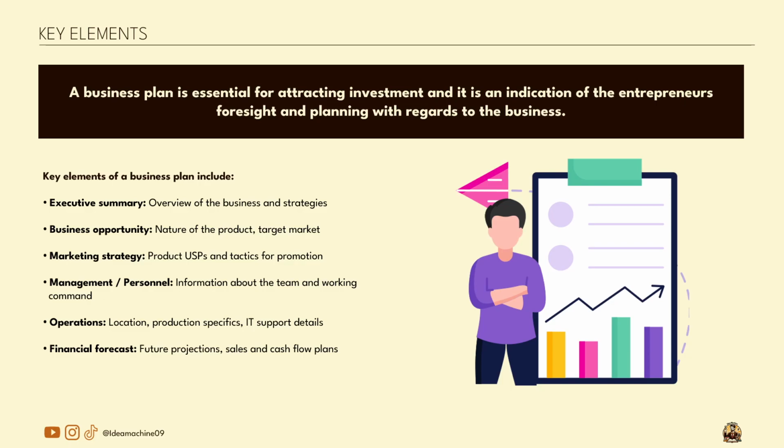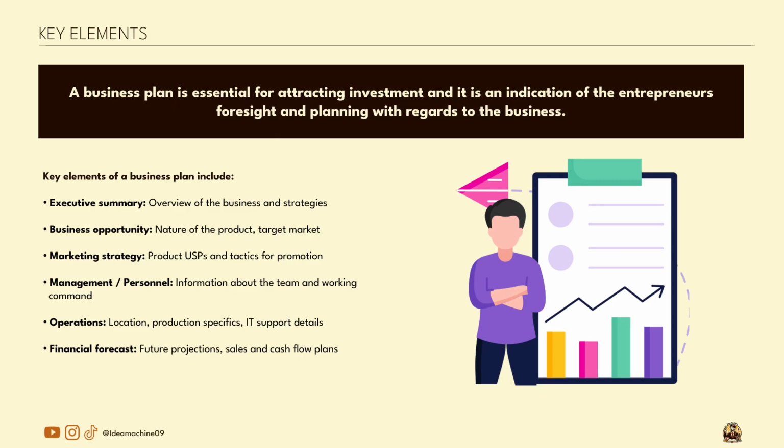Let's go through those. First is an executive summary. The executive summary is essentially the overview of your business idea and the different strategies that you're going to use for marketing, for finance, for operations, and for hiring people. Let's say you're presenting the business plan to somebody who's super busy or a big investor, right? Your executive summary would provide them with all the info they need on one slide. So it's essentially a snapshot of your idea.